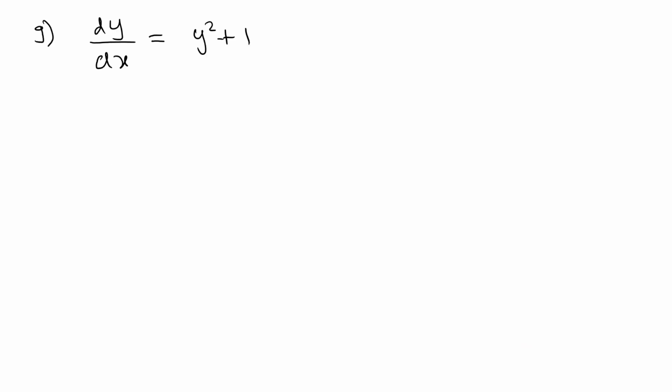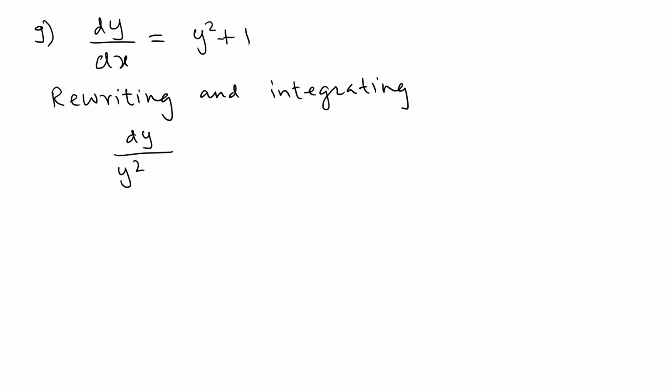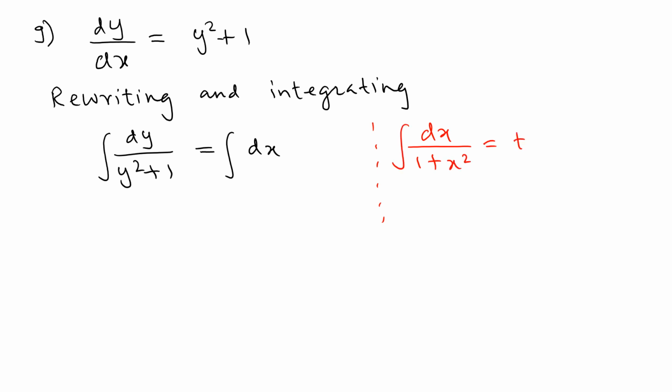Now you can see that this is of type 2 because the function is a function of the dependent variable. So we're going to move terms and integrate. Rewriting and integrating, we have dy over y squared plus 1 equal dx. Now you integrate the two sides separately, and we know these formulas from calc 1. The integral of dx over 1 plus x squared is simply tan inverse x plus c.